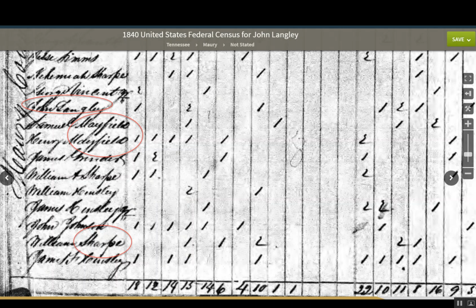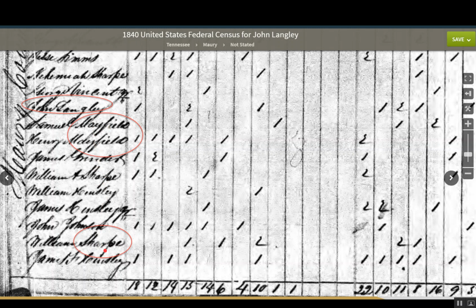Okay, so as I mentioned in the last video, make sure to look at the census images. Now, I couldn't find Alfred Langley in the 1840 census listed as head of household, but I did find in this Maury County, Tennessee, a John Langley, and then there's some Mayfields living in this county. Next to Langley, there's also some Sharps.